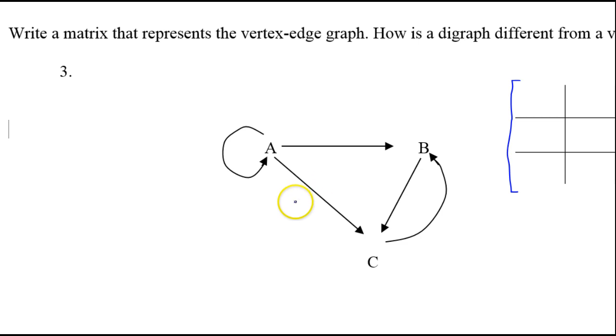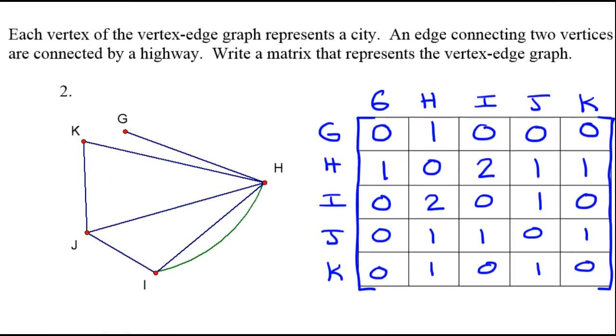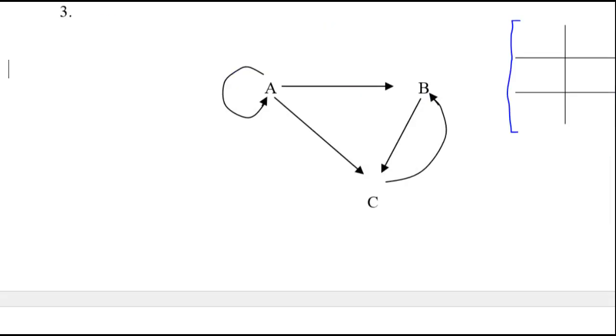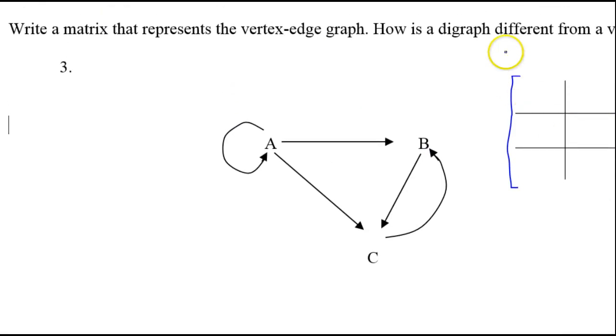Notice that in number 3, this vertex edge graph has arrows showing directionality between the various vertices. So that's what makes this a digraph. If you look back at the previous example, notice there are no arrows, there's no directionality. So when you have the arrows of directionality, it's called a digraph.